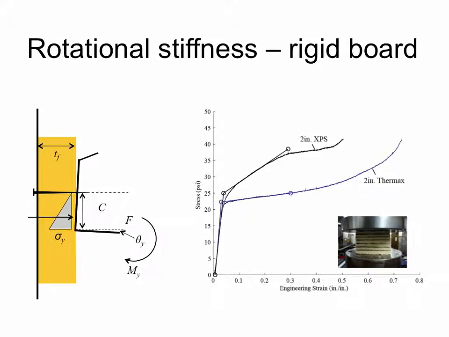In our research that was funded by MBMA, we derived rotational springs based on a bunch of tests for rigid board insulation. Now we have an equation to calculate the rotational spring based on the yield strength of the foam. There are different yield strengths, like Thermax versus, what are the other foams? XPS or something? Different yield stresses provide different rotational and translational restraint, so you have to be careful with that.